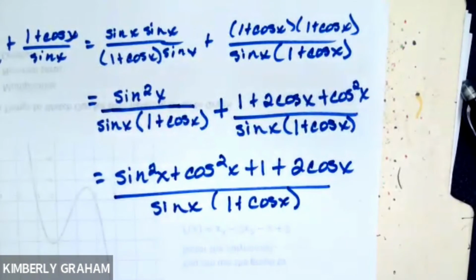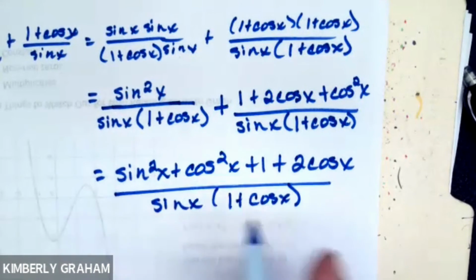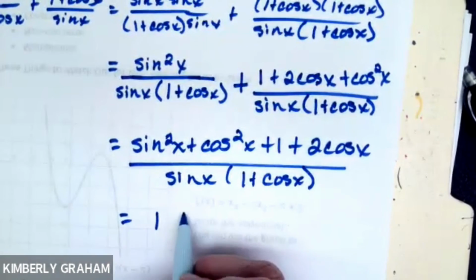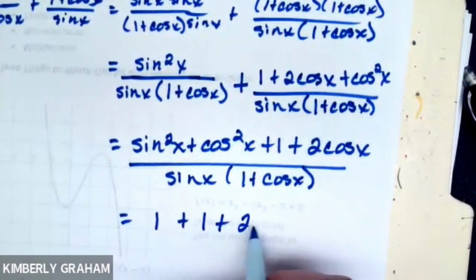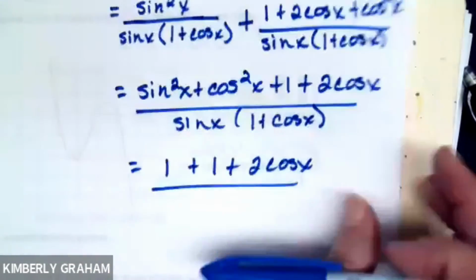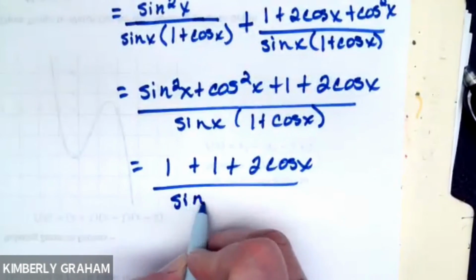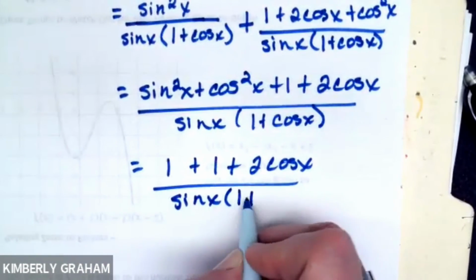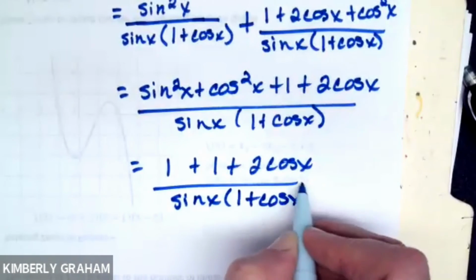Now, why do you think that I wanted to put the sine squared and cosine squared next to each other? Exactly, Pythagorean identity, sine squared and cosine squared is 1. So this is 1 plus 2 cosine x. So let me give y'all a minute to finish out the problem from here.